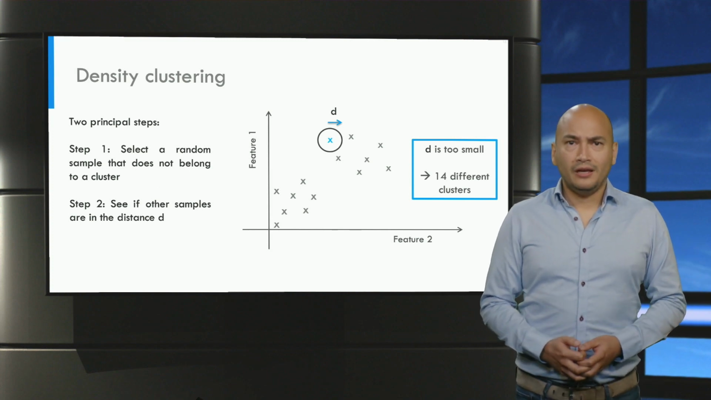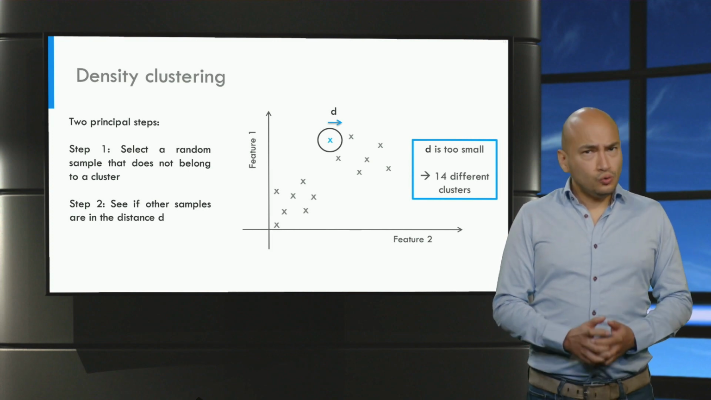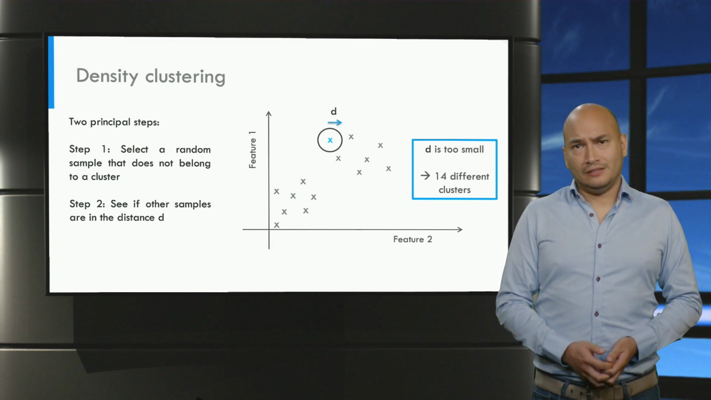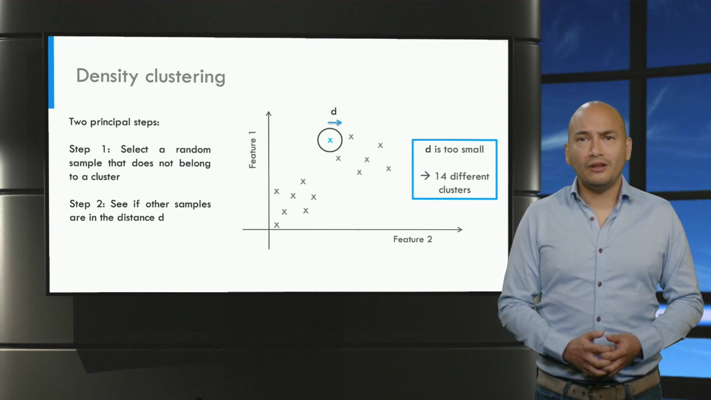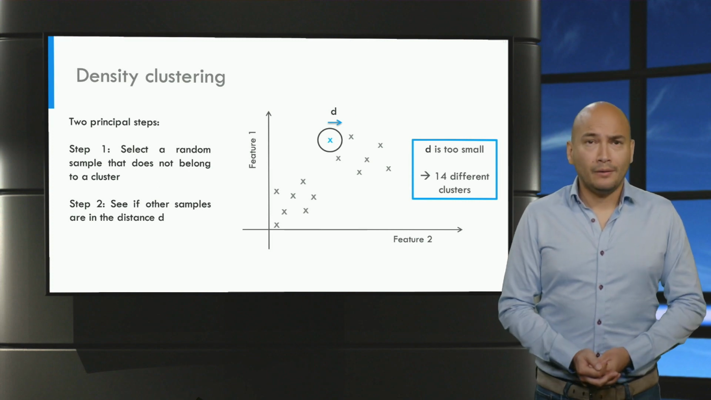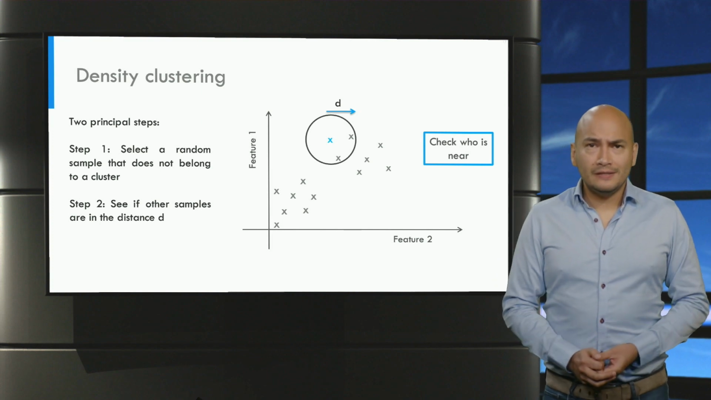The next step is to see if other points are within the distance d from the selected sample. Here, note that if we use a distance d that is too short, it will lead to 14 different clusters, because each data sample will belong to its own cluster. So one cluster, one datum. So let's increase a bit this distance.